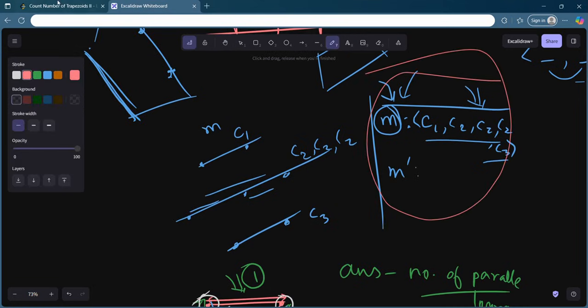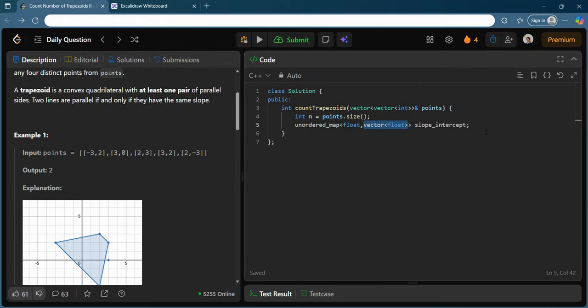Okay, from the similar slopes we will apply this formula. And again we have the midpoint to slope. So an unordered map, another unordered map. We have midpoint to slope. Midpoint can be an integer, I will tell you why, and float. I will call it midpoint to slope. Okay, midpoint to vector of slopes. So these are the two maps, the two data structures which we talked about.